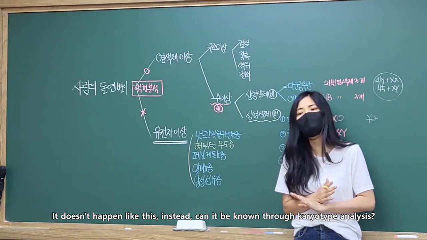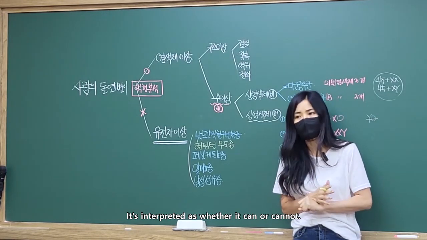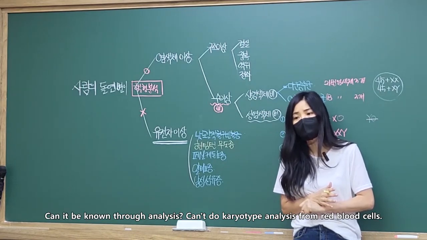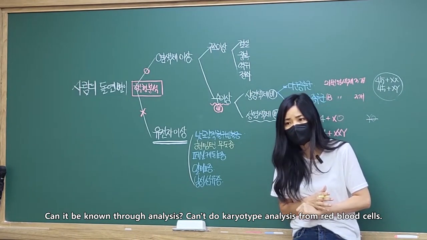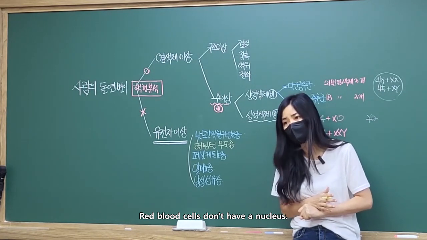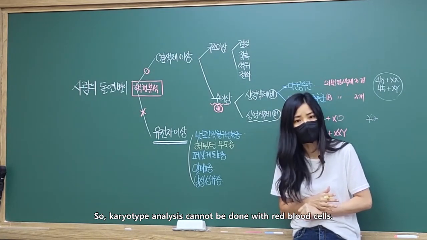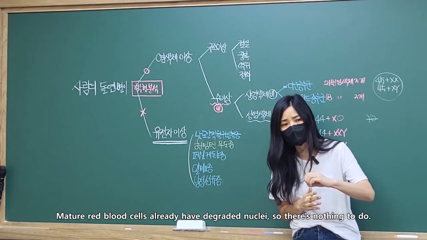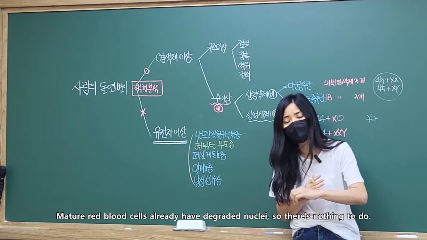Instead, can it be known through karyotype analysis? It's interpreted as whether it can or cannot. That's how it was. Can it be known through red blood cell karyotype analysis? You can't do karyotype analysis from red blood cells. In the end, it has to be there when first made. Mature red blood cells already have degraded nuclei, so there's nothing to do.